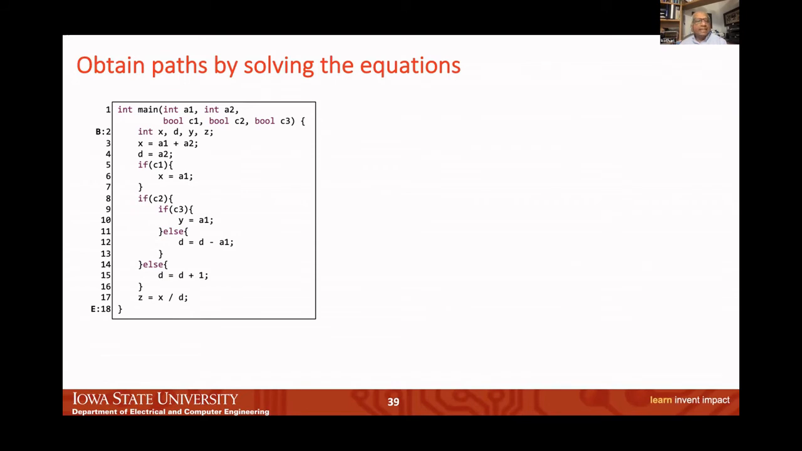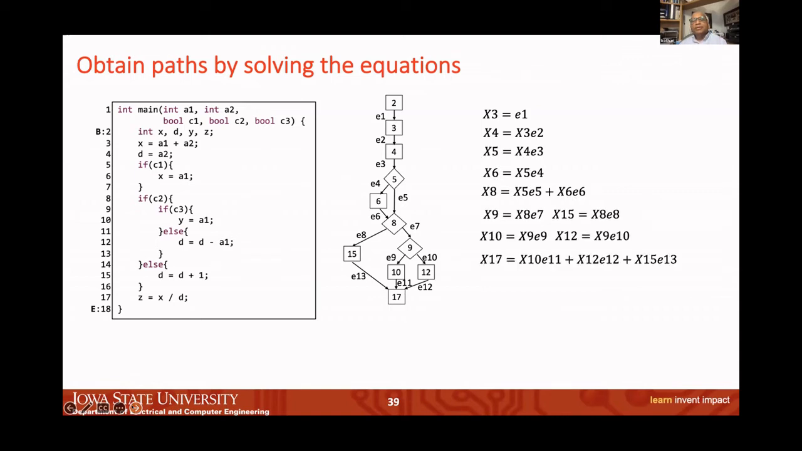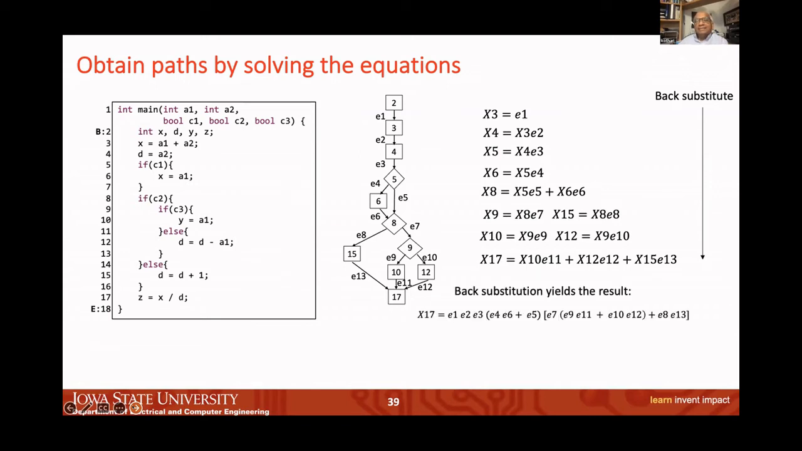Now let's solve the linear system of equations. First I'll set up all the equations for each node. These are the equations for the nodes. Now we can do back substitution. It turns out that the way software graphs are, solving the system of equations doesn't require a cubic algorithm. We can do it in linear time using back substitution, and we get this result.